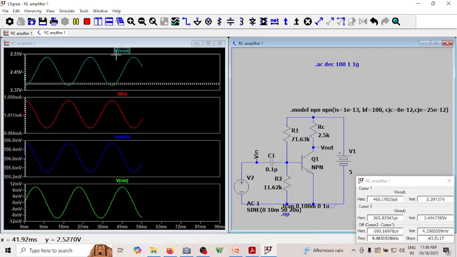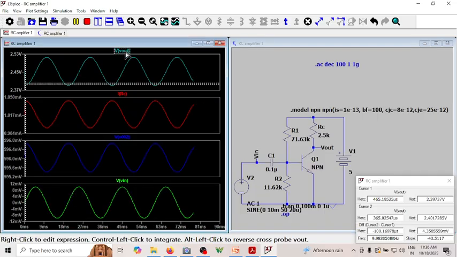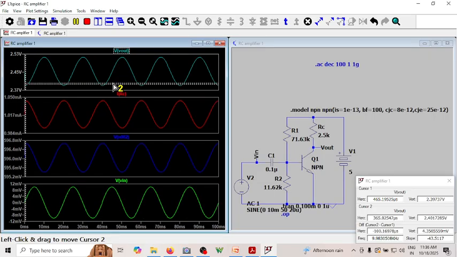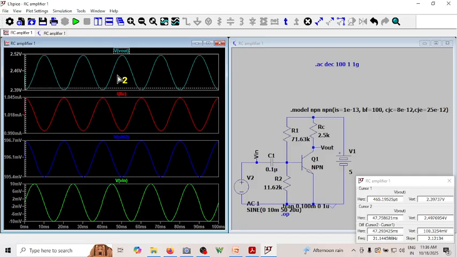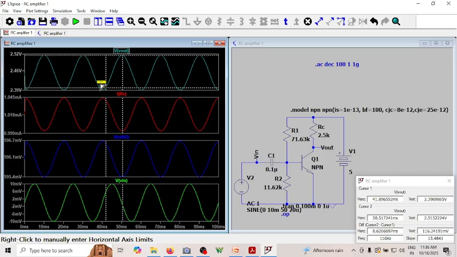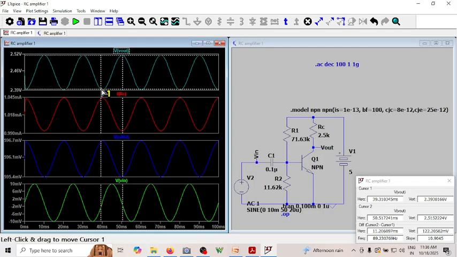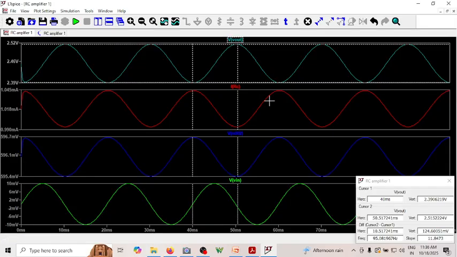Let me see what the gain of the amplifier is. I'll keep one cursor here and the other one here. Can you see the gain has reduced? How much is this? It is 124 milli divided by 20 milli. You see the gain has become 6.2.